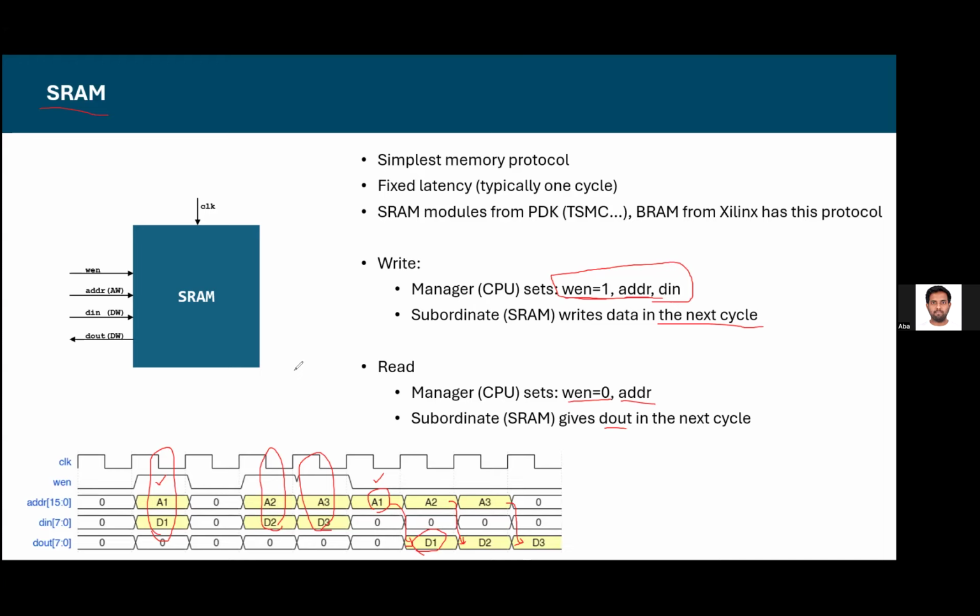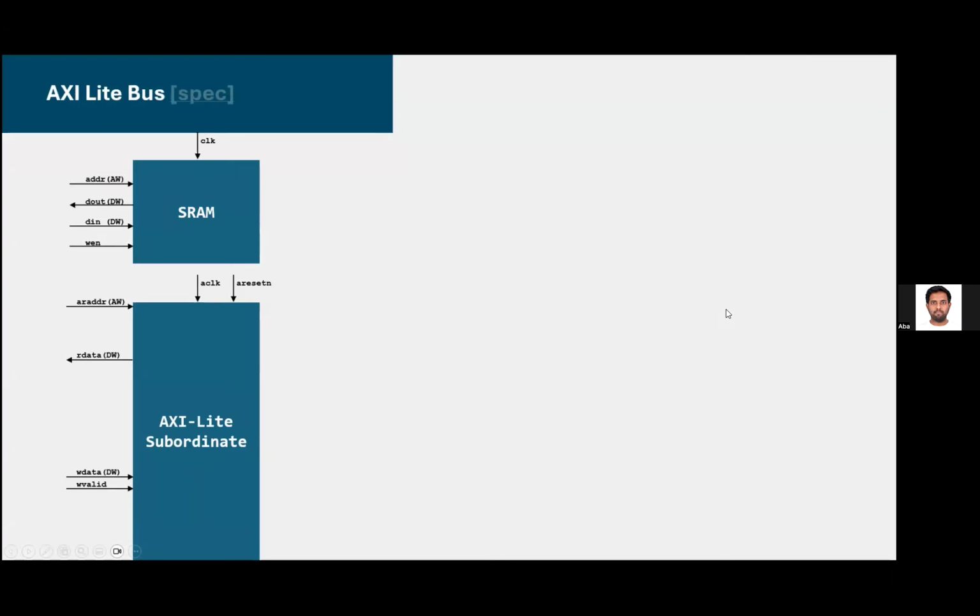So this is what you would do if you are writing something. And generally, when you have register files inside a CPU, we do this. So it's a very common thing, and very clear. Now from this, let's build towards AXI. An AXI subordinate, you can think of it as just like an SRAM.